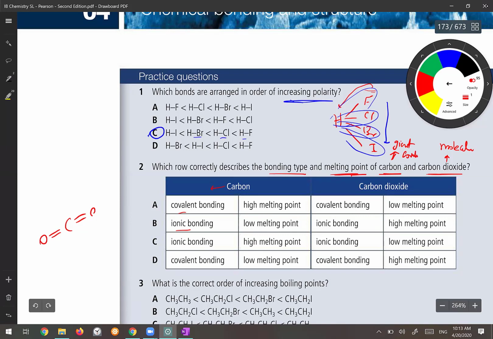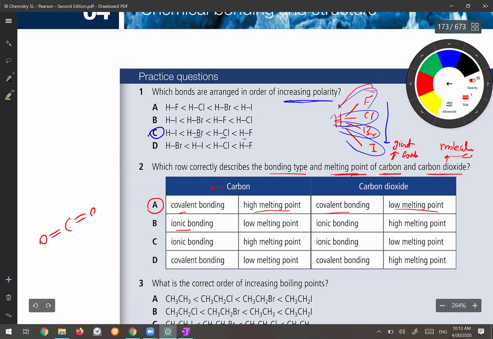And you know the attraction between the molecules is weak. So the carbon dioxide has a low melting point. Okay, but the attraction between the carbons in the giant covalent structure is a strong covalent bond. So they will have a high melting point. So the answer would be A.